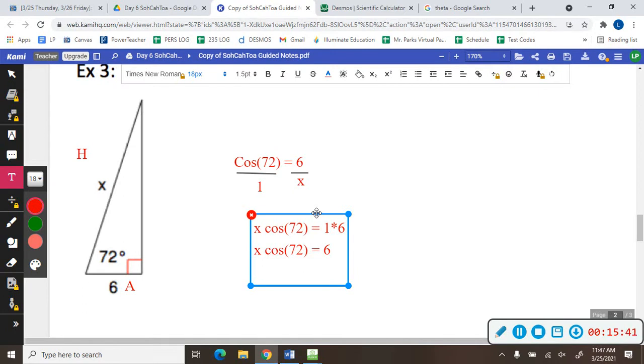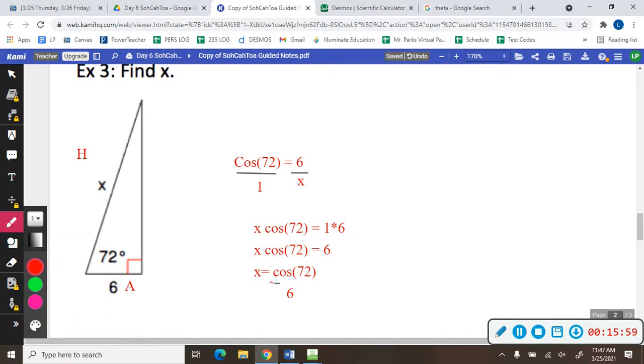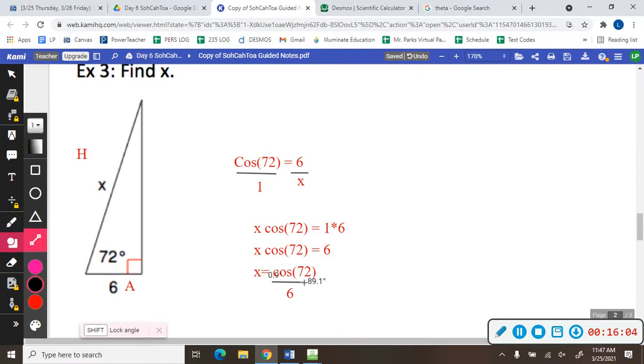We're trying to solve for x. That's x times cosine of 72. So we're going to divide by cosine of 72. So x is 6 divided by cosine of 72. And I'll put the division symbol here, the better one. So if I type in my calculator 6 divided by cosine of 72, that'll tell me how big the hypotenuse really is.